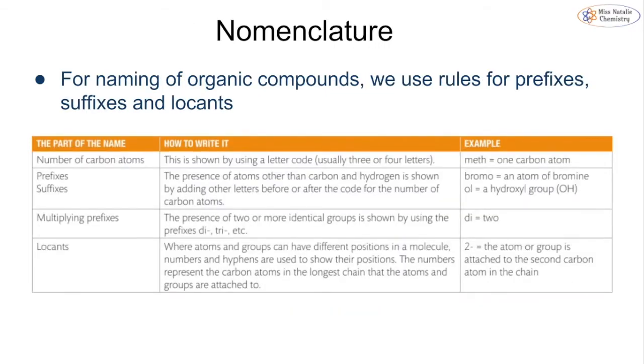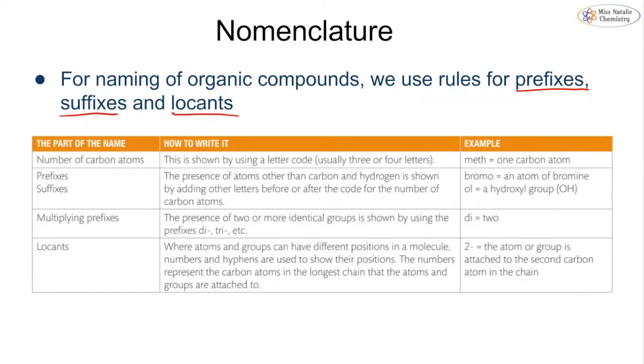Moving on to nomenclature and how we name compounds. Again, you met this back in IGCSE, and I suggest that you practice this to make sure you are completely confident with it. But in order to name these compounds, we use rules for prefixes, suffixes, and locants. Now, you probably didn't use these terms in GCSE, but you actually do already know what they are. So when we're looking at the parts of the name, we're looking first of all at the number of carbons. So for example, meth meaning 1, eth meaning 2, prop meaning 3, and so on.